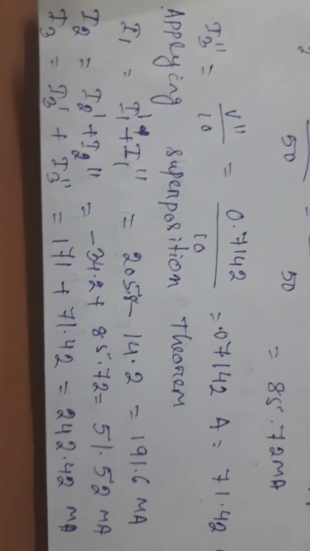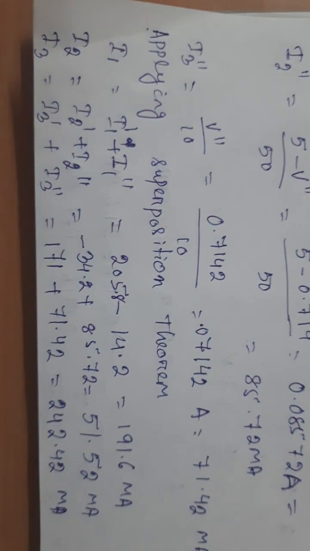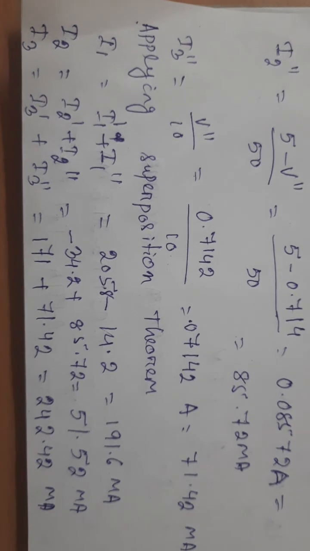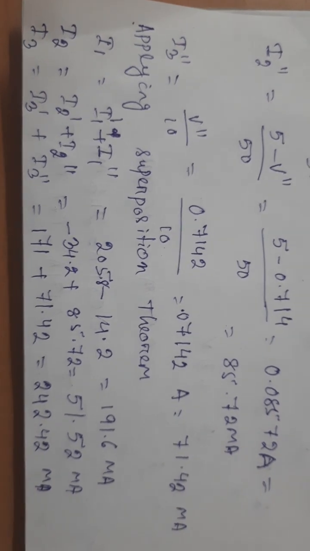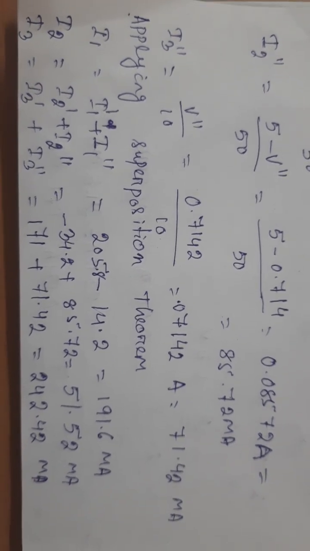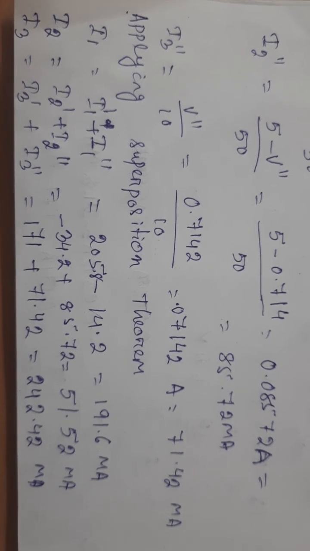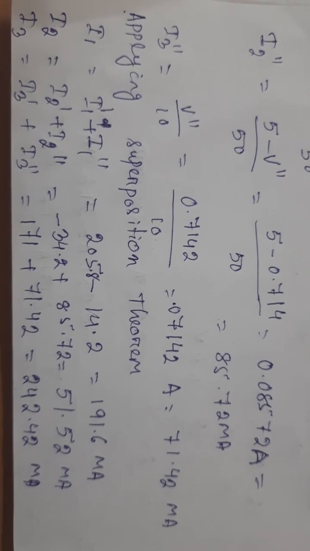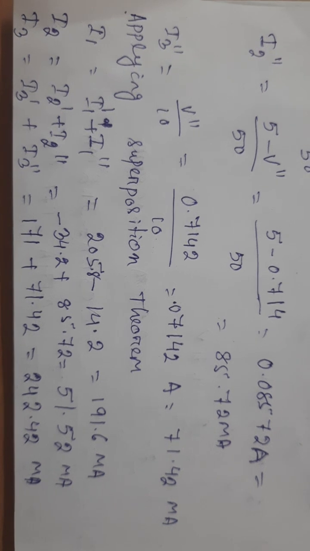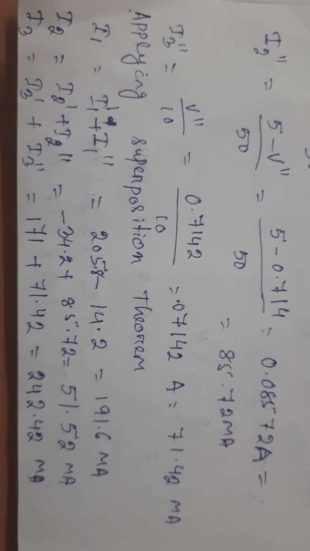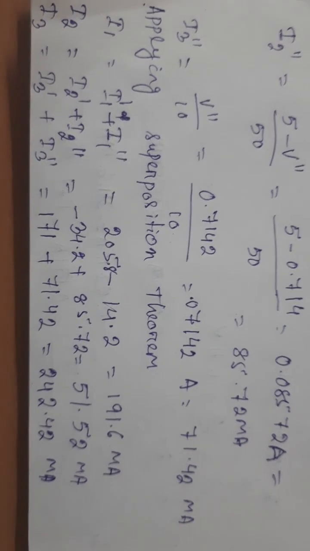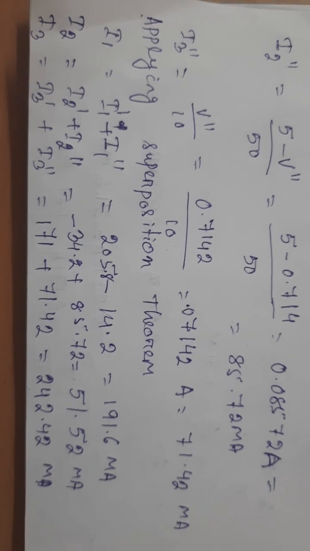So now by applying superposition theorem, we are getting I1 is equals to I1 dash plus I1 double dash. So I1 dash we got 205.8 and I1 double dash we got minus 14.2 milliampere. So from this the resultant is 191.6 milliampere.